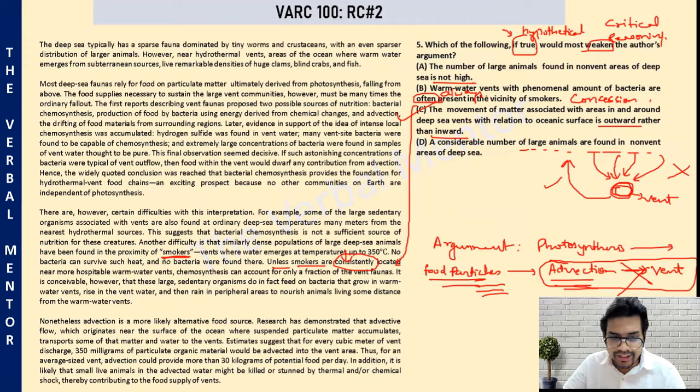Okay. D is again irrelevant, it does not have any impact on the author's work. A considerable number of large animals. In fact, it's not irrelevant; it strengthens the author's argument rather than weakens it. If a considerable number of large animals are present in the non-vent regions, then clearly the author's argument stands supported: it is not bacterial chemosynthesis supplying them, and it is probably advection that supports them.